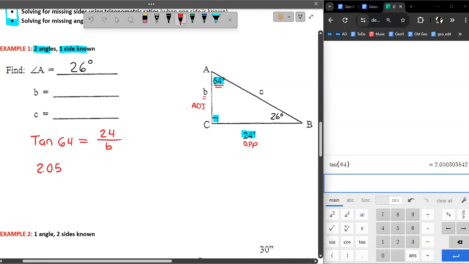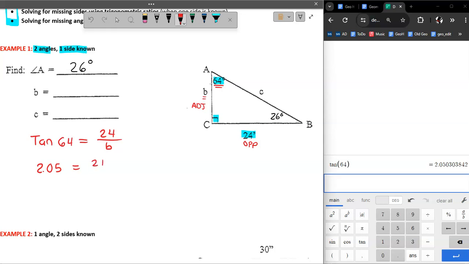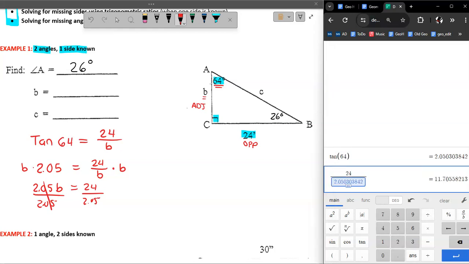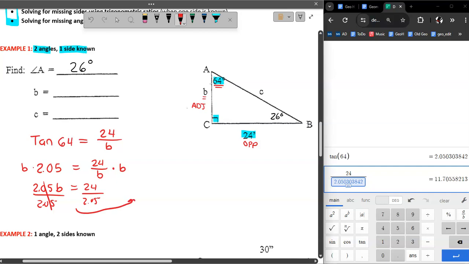Remember, we're going to use the stored value in the calculator to get a more precise value here. In this situation, with the variable b in the denominator, we're going to multiply both sides by that variable. So we get 2.05b equals 24. Divide both sides by 2.05. And when I do that, we're going to go 24 divided by the answer in your calculator, and we'll see here that side length B would equal 11.7.